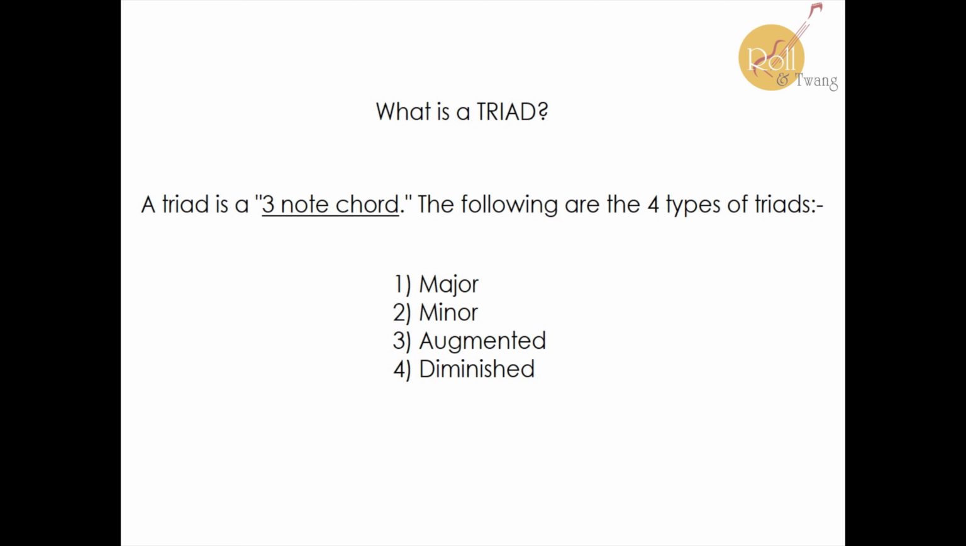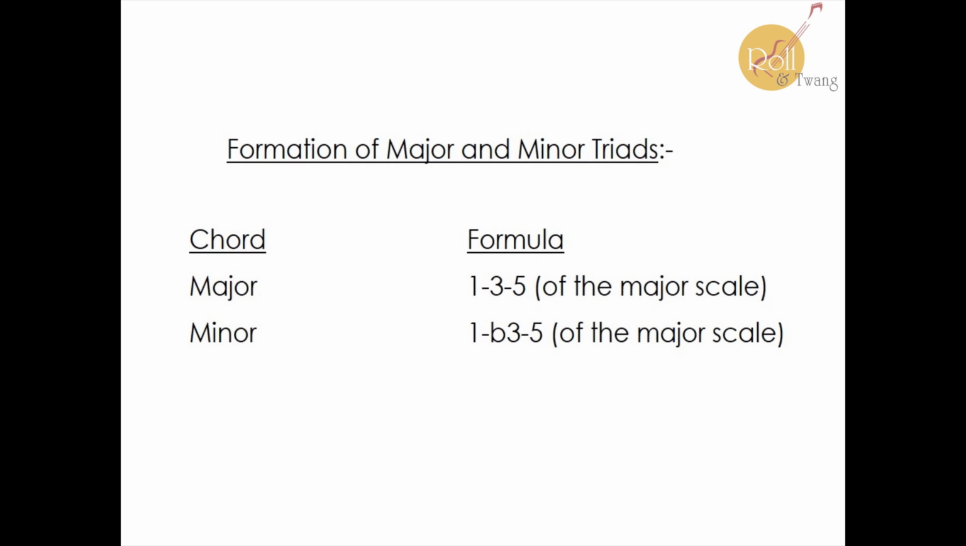What is a triad? A triad is nothing but a three-note chord. And the following are the four types of triads: major, minor, augmented, and diminished. In this lesson, I will talk about the major and minor triads. Firstly, let's try to find out how these major and minor triads are formed.